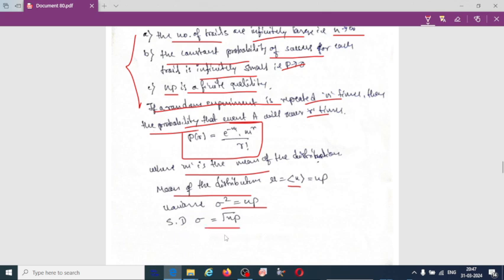Here in Poisson distribution, only p is considered, that is, n into p, and q is not there. In binomial, we are going to consider n, p, and q.